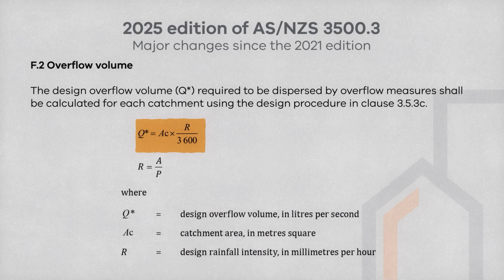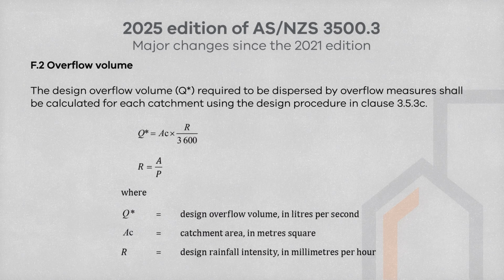Now, to understand why we divide by 3,600, rainfall intensity is given in millimeters per hour. The overflow volume is expressed in liters per second. So dividing by 3,600 converts hours into seconds. That's how you get the correct flow rate your overflow system must handle safely.